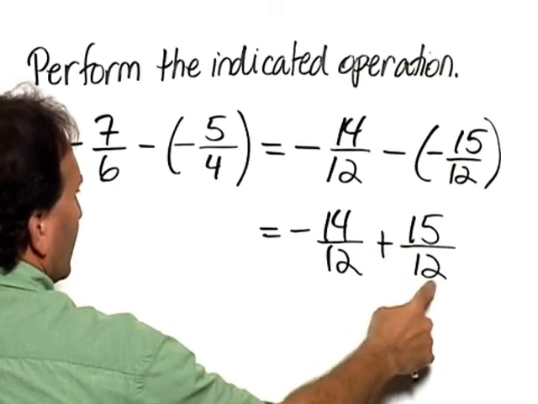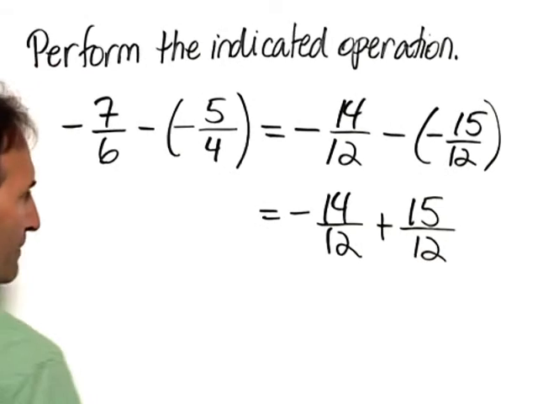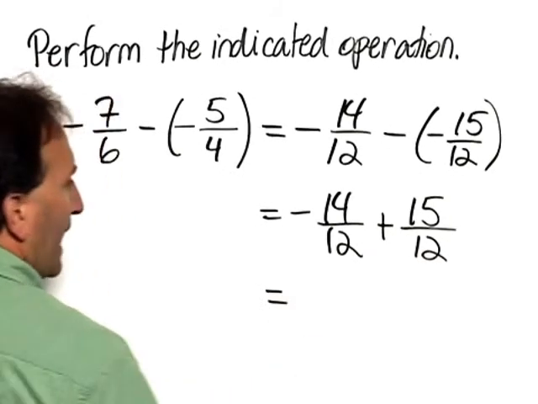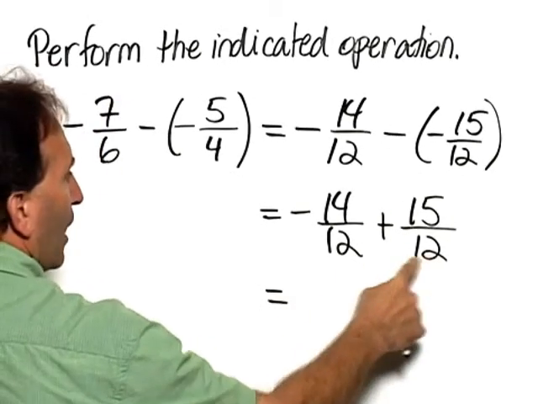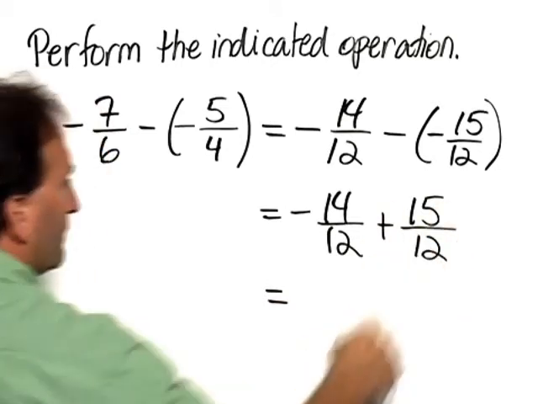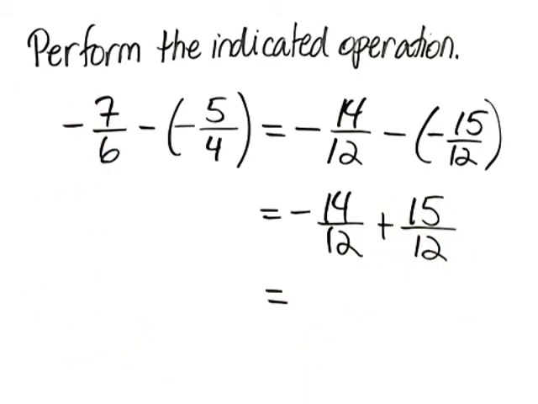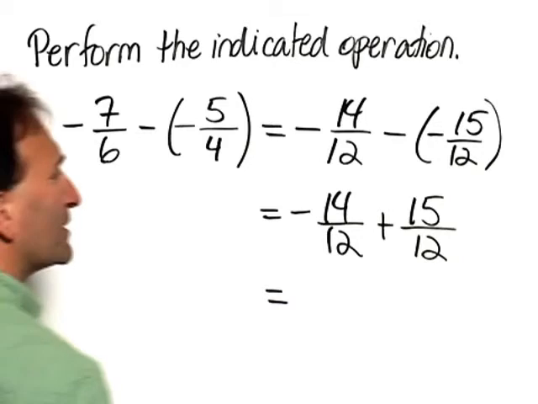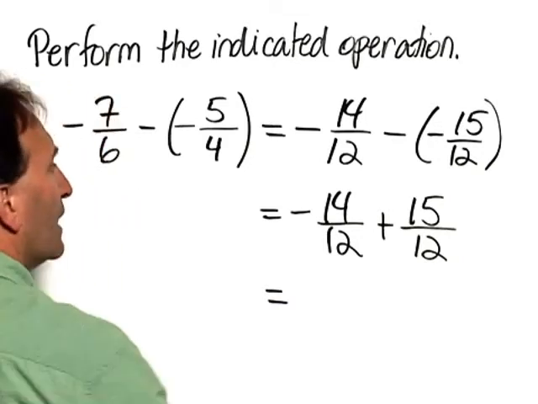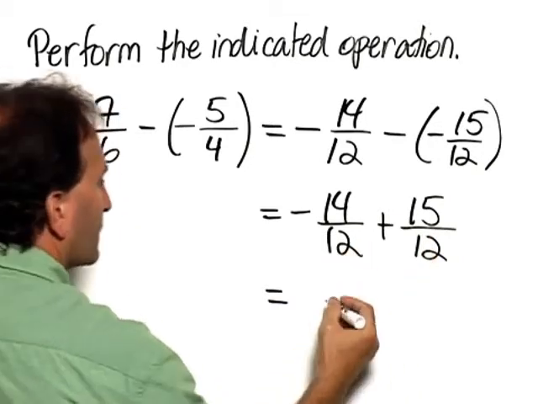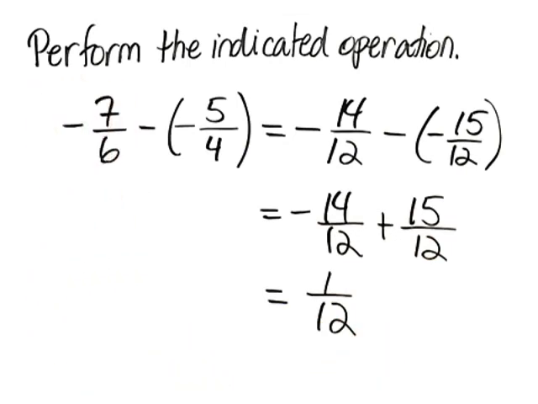We are adding numbers of unlike signs, and therefore we know the answer will have the sign of the larger absolute value, which would be 15/12. So we know the answer is positive. And now we subtract their absolute values, 15/12 minus 14/12. We get 1/12, our answer, positive 1/12.